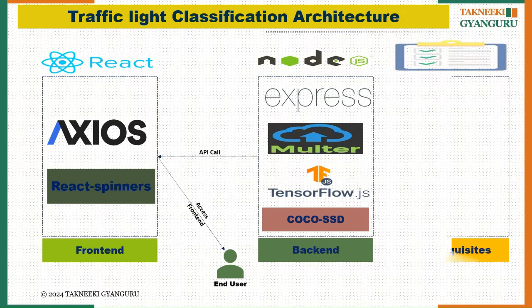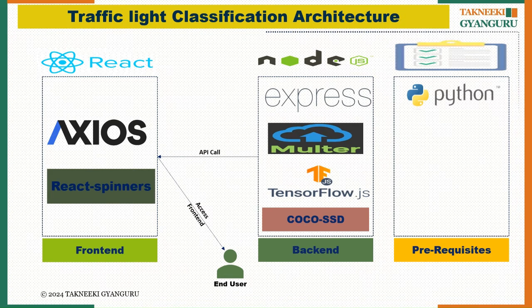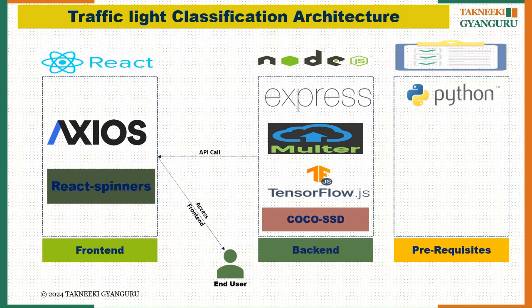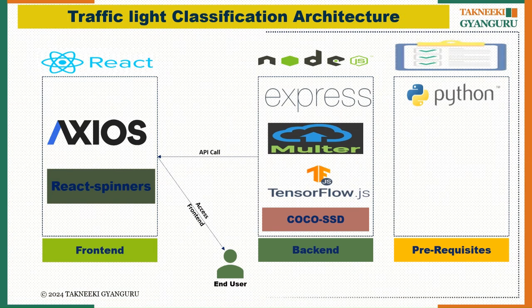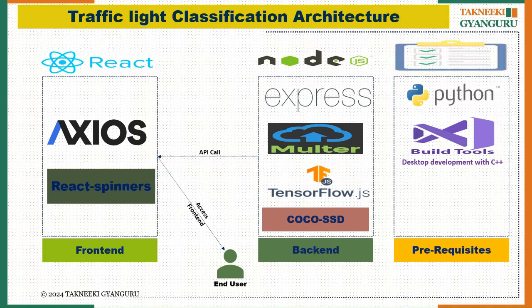And then we'll talk about the prerequisites. To create this application, what do we require as a development environment? For that we require Python. I'm using Windows. For Windows you have to install Python, and this should be accessible in the environment path variable. And then we have to install the build tool, desktop development with C++.